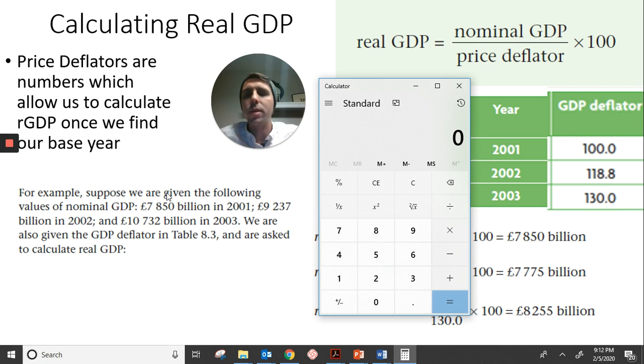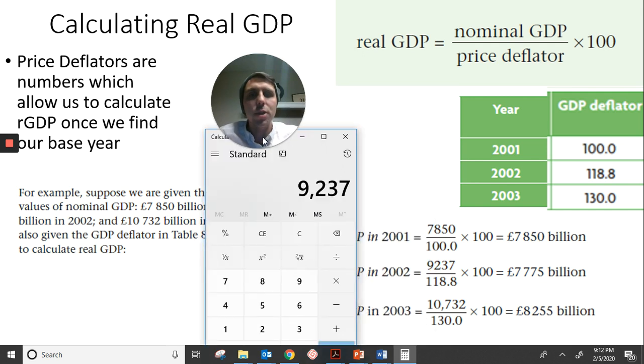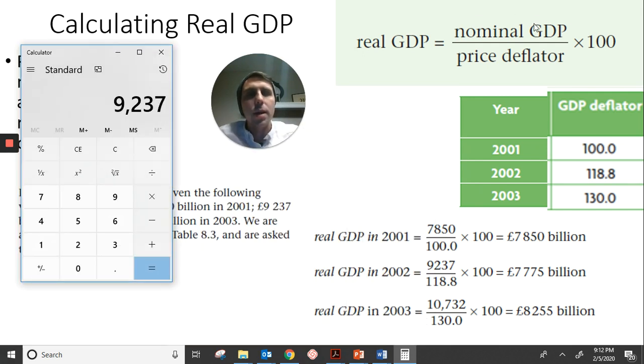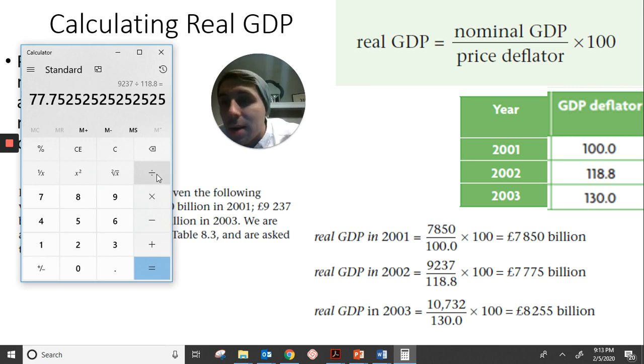So here's our example. It says, suppose we are given the following values of nominal GDP. Now we're going to look at 2002 here. It says that our nominal GDP in 2002 is 9237. That's 2002. So that's my nominal GDP. So that's my numerator here. I need to divide it by my price deflator, which is 118.8. So I'm going to divide it by 118.8.